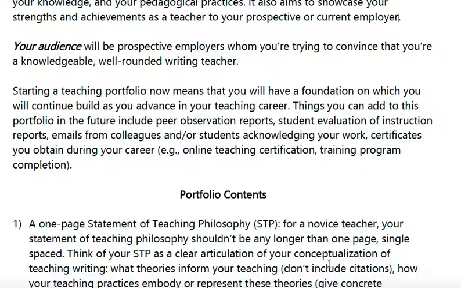Student evaluation of instruction reports, the student evaluation that we all complete at the end of any given semester. Then you can start adding these reports to your teaching portfolio, especially highlighting the comments that students say about your teaching, how good you are, how organized you are, how much they have learned in your class. If you've received any emails from colleagues and or students acknowledging your work, telling you how good you are, how much they have learned in your class, praising you on something good that you've done for the class, for the department, for the university that you're working at.